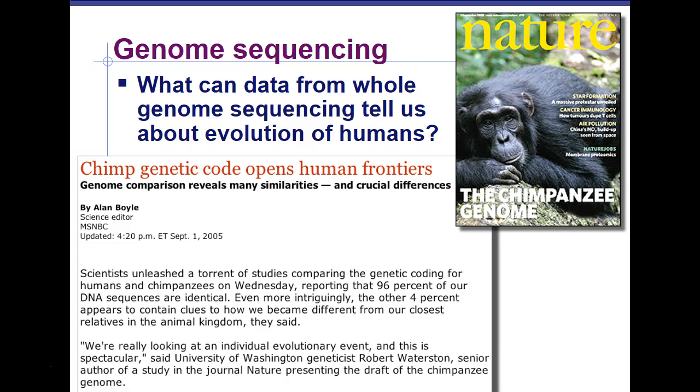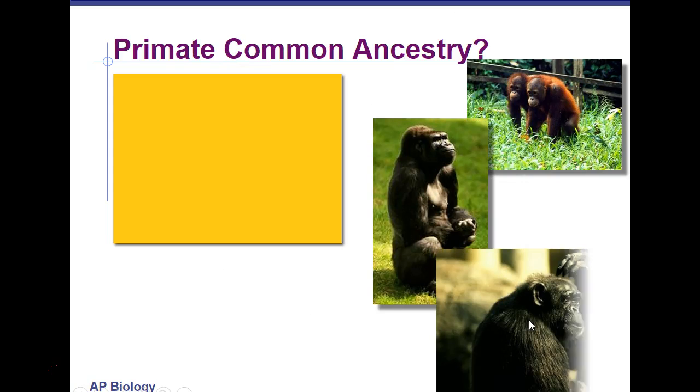Now, it's long been known, of course, that chimpanzees are genetically our closest relatives. About 96% of our DNA is identical to a chimp's DNA. Now, that's interesting in and of itself, but there's also a significant difference in our chromosomes.